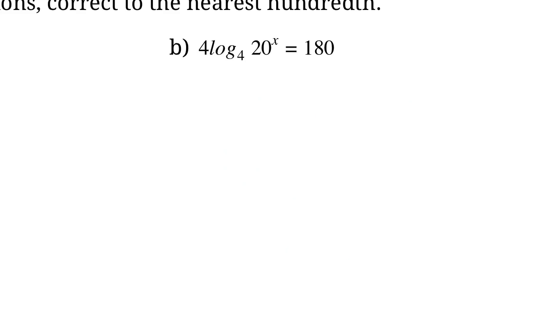This is another case where it looks like we got a lot of different things going on. We got lots of 4s, and we got a 20 to the x and a 180. A lot of things going on. So let's simplify. And the first thing we can do to simplify is obviously get rid of that 4 in front by dividing both sides by 4. So we're left with log base 4 of 20 to the x equals 180 divided by 4, which comes out to 45. Right? Now, how can we further simplify?